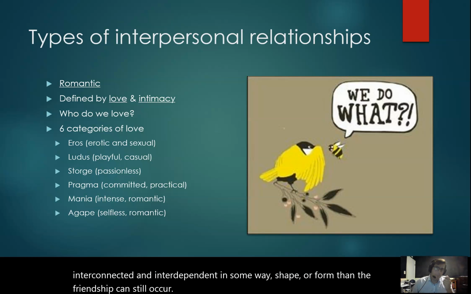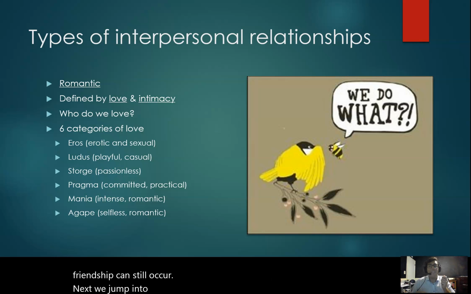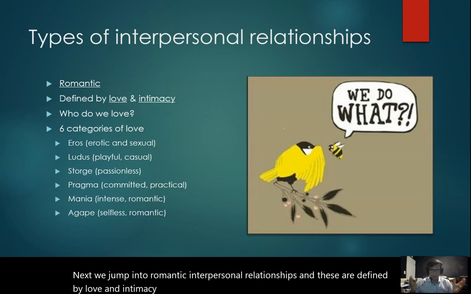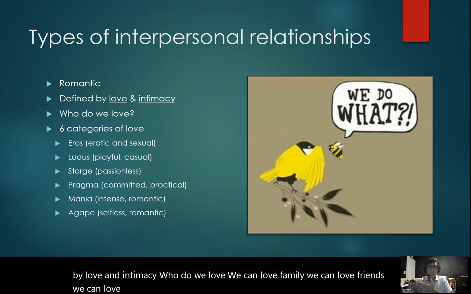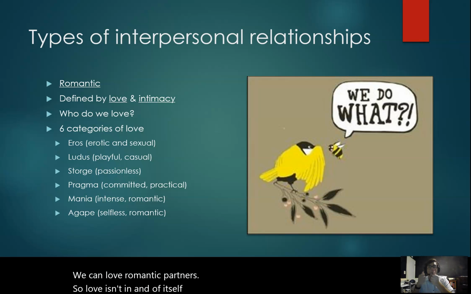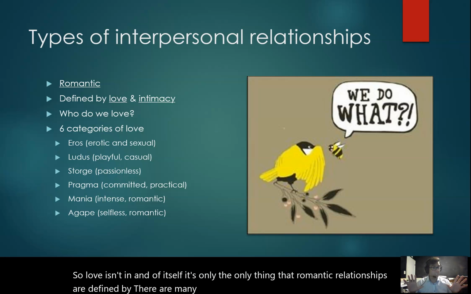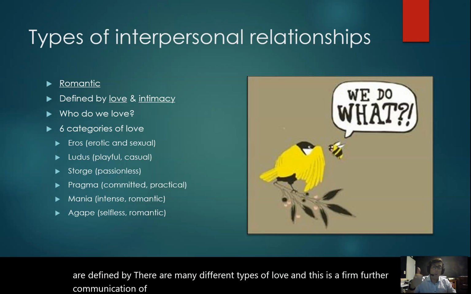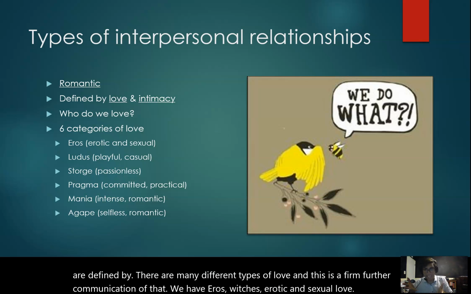Next, we jump into romantic interpersonal relationships, and these are defined by love and intimacy. Who do we love? We can love family, we can love friends, we can love romantic partners. So love isn't the only thing that romantic relationships are defined by. There are many different types of love, and this is a further communication of that. We have eros, which is erotic and sexual love. That's a part of romantic relationships.